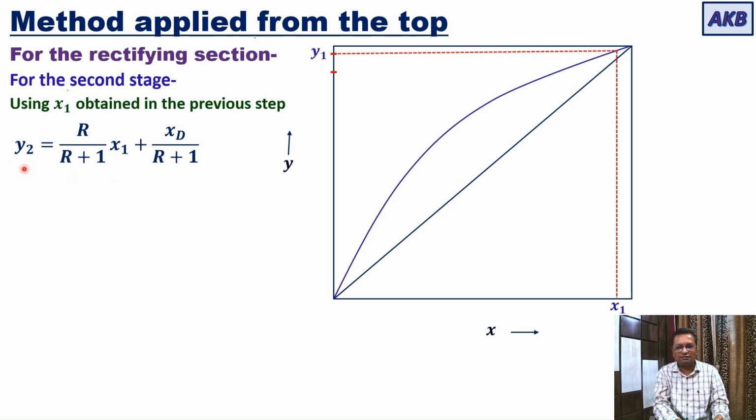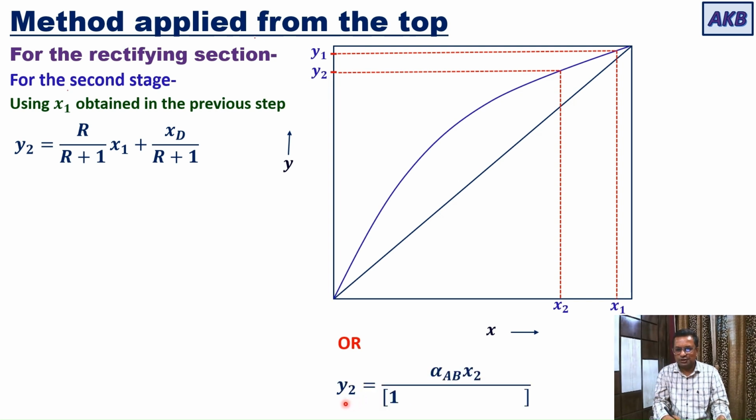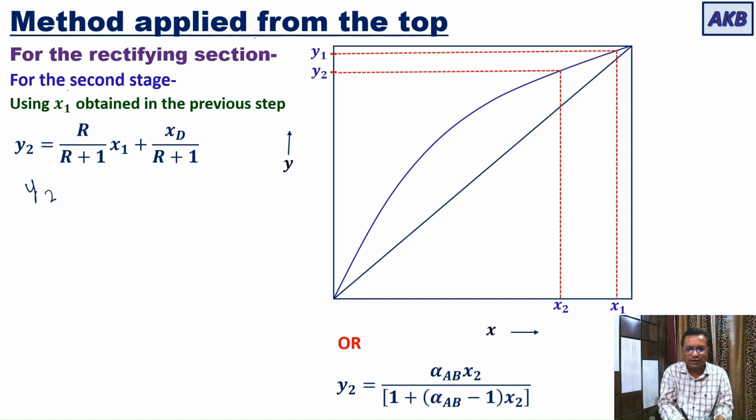Take that value of y2, come to the distribution diagram, locate y2, go to the equilibrium curve and get the corresponding value of x2. Or if you know the equilibrium relationship, you can use it: y2 is equal to alpha AB x2 divided by 1 plus (alpha AB minus 1) into x2. The objective is to get the value of x2. Calculations for the second stage will be completed when you know the value of y2, and then, using y2, the value of x2.